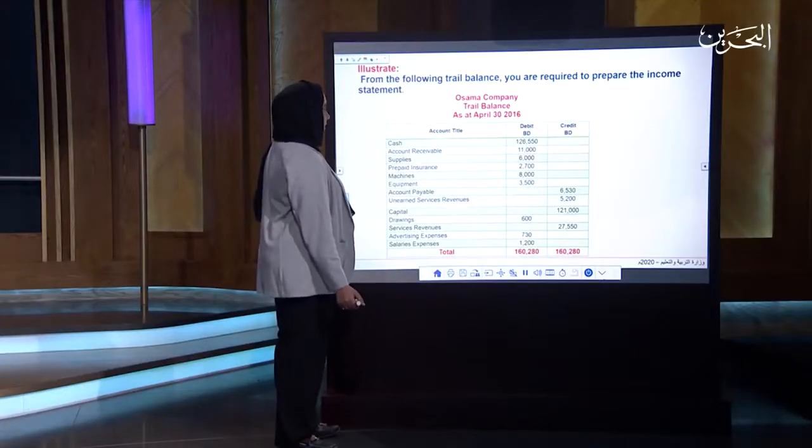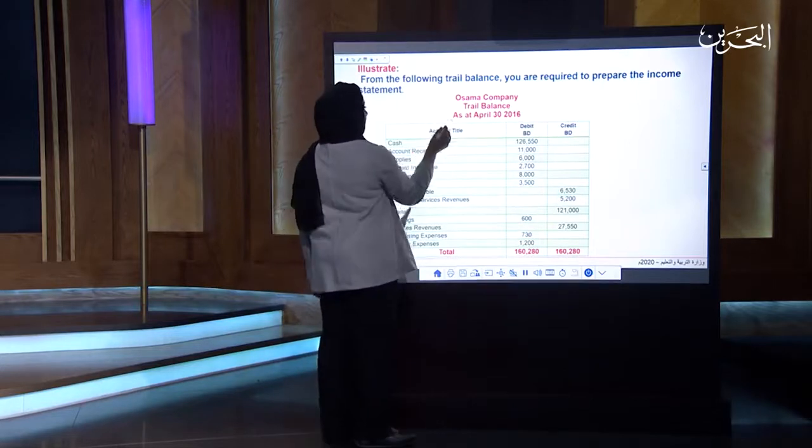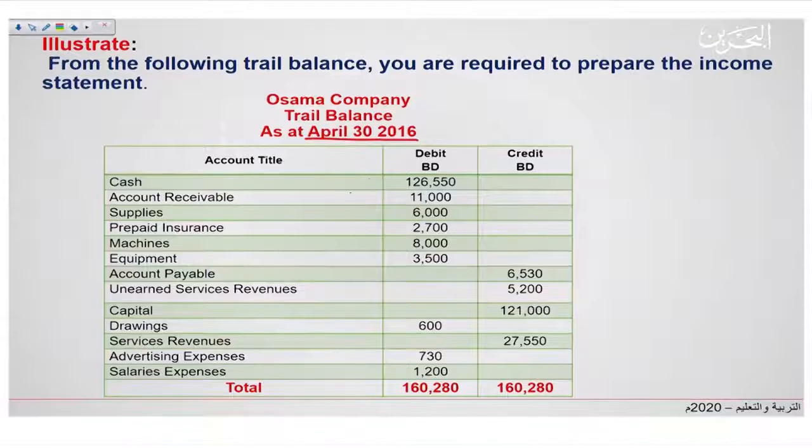Let's take an example of Osama Company for the period of April 13th, 2016, which means we are going to make an income statement for Osama Company for the period of 1 month only. As you can see in our table here, we have cash, accounts receivable, supplies, which are not revenues or expenses. So we don't need all these elements. We are going to focus only on revenues or expenses.